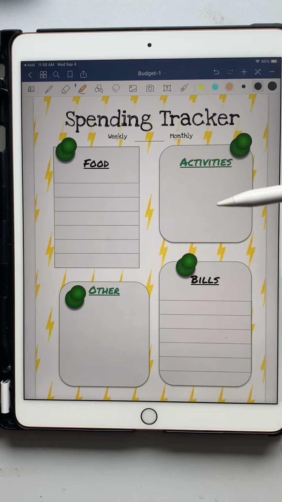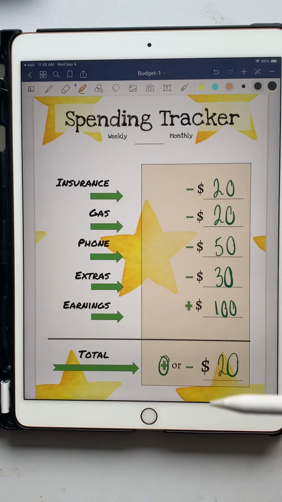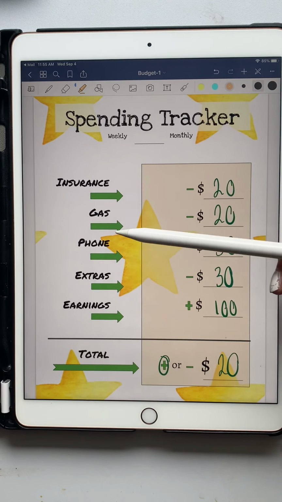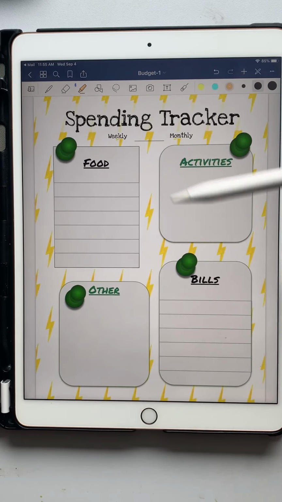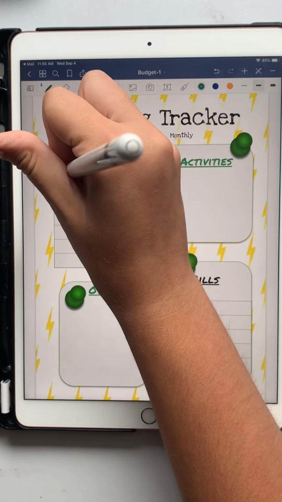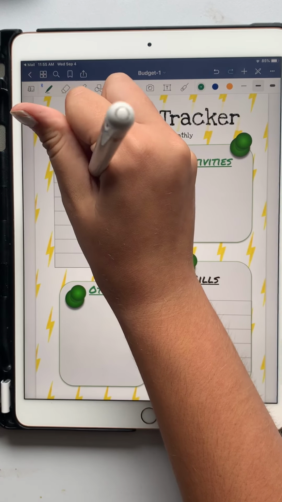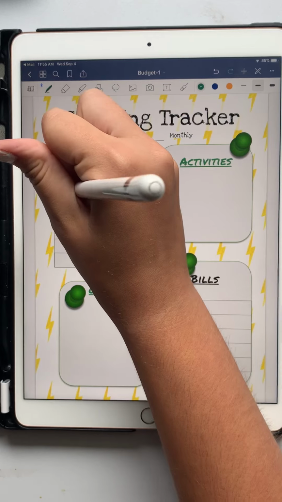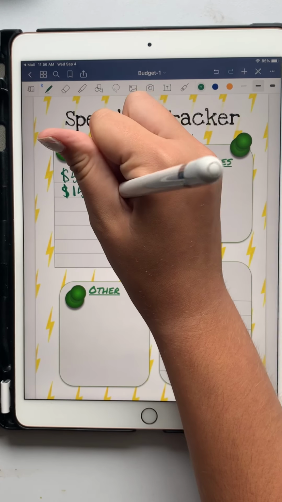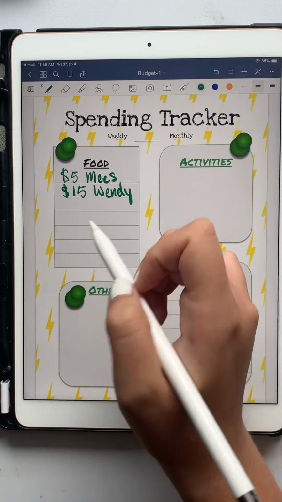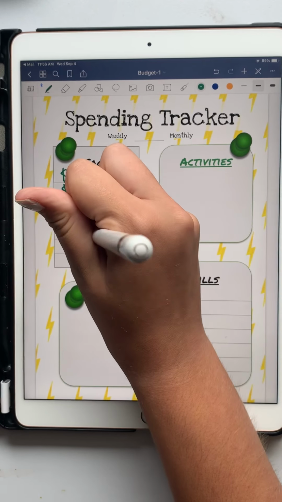So back here we have another spending tracker. This goes hand in hand with this spending tracker. It's a way for you to add up the totals for your gas and extras and stuff. So over here you can write down your food bills. Say I went to Moe's and I spent $5 at Moe's. And then I went to Wendy's and I spent $15 at Wendy's. This way you can add up your oddballs. So then I know this is $20. So I spent $20 total in food.